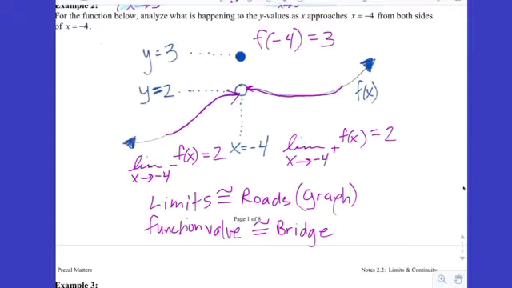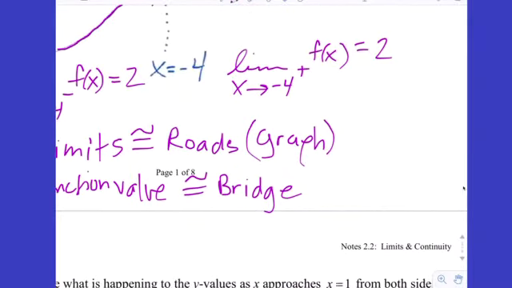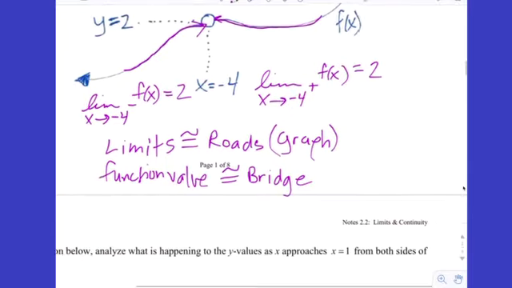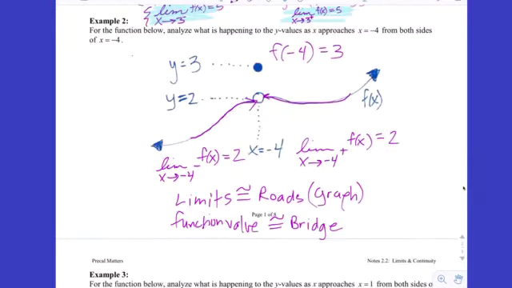There's a discontinuity. Now, if that bridge was built right there at (-4, 2), you would be able to drive across perfectly. So the bridge would be the function value at that point, and now the limits are the roads leading in. You can think about it that way. And they're not the same, okay?